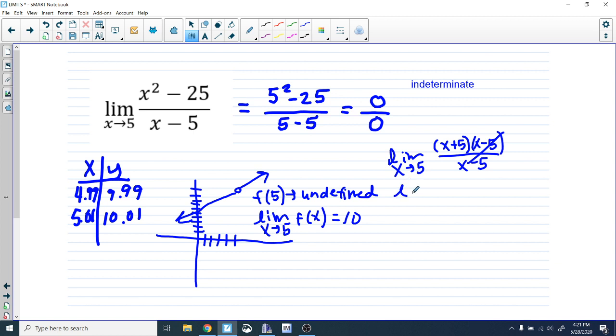And so, therefore, what we could use to find the answer to our limit is just the x plus 5 that's left. Using substitution at this point, meaning take this number and fill it in for the x, we see that we get that answer that we were approximating of 10.